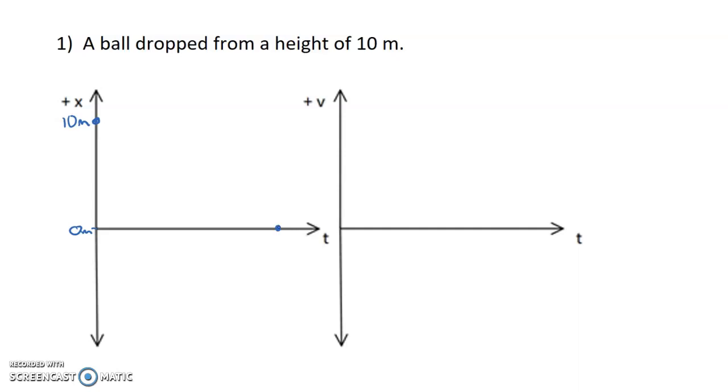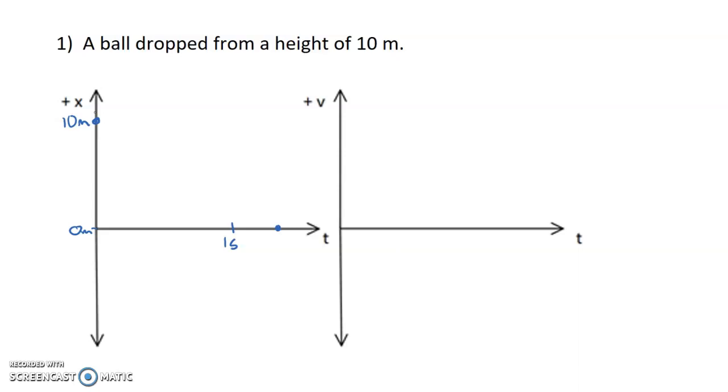Turns out it takes an object about 1.4 seconds to fall from a height of 10 meters. If we use our delta x final equation, we'd be able to determine that. And so let's call this 1 second right about here. And so that'd be about 1.4 seconds. So this object is going to start and it's going to fall in free fall. So this is an accelerating object. Its velocity is going to change.